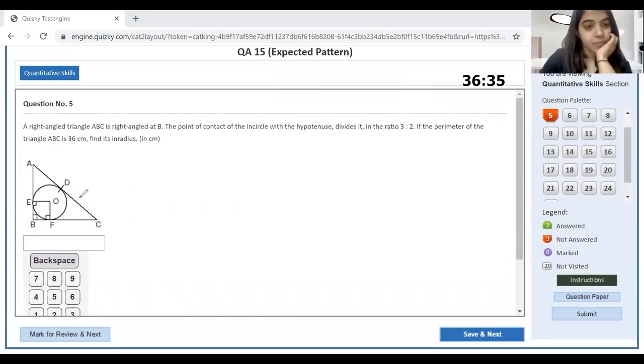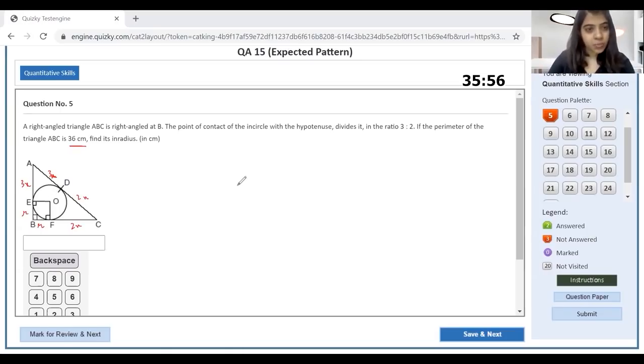Right angle at B, a circle inscribed with the hypotenuse. Okay, so we have this is 3x, this is 2x, right? The perimeter is 36, find its inradius. So what do we know about this property? These are tangents, so if this is 3x, AD is 3x, AE will also be 3x, since tangents from one point are equal in length. If CD is 2x, CF will also be 2x. And EO is equal to BF is equal to R. Similarly, OF is equal to EB is equal to R.